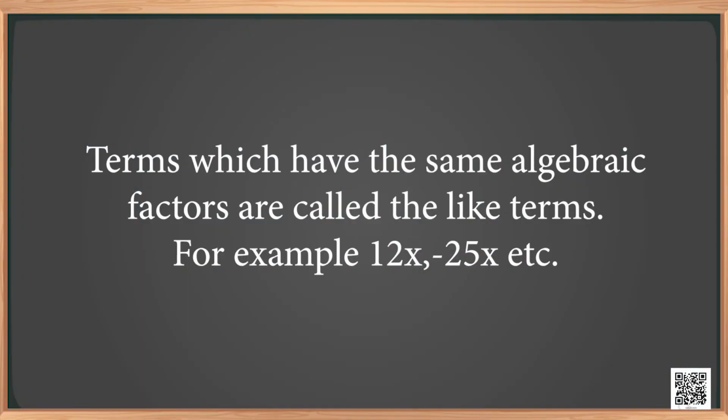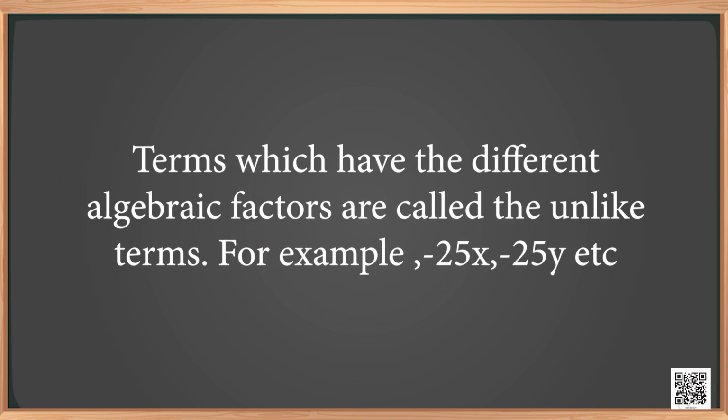Do you remember like terms and unlike terms which you learnt in your 7th standard? Good. Let us recall now. Terms which have the same algebraic factors are called the like terms. For example, 12x minus 25x, etc. Terms which have the different algebraic factors are called the unlike terms. For example, minus 25x, minus 25y, etc.